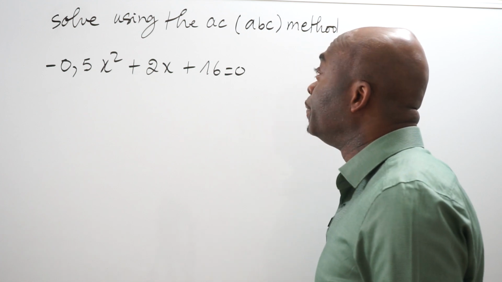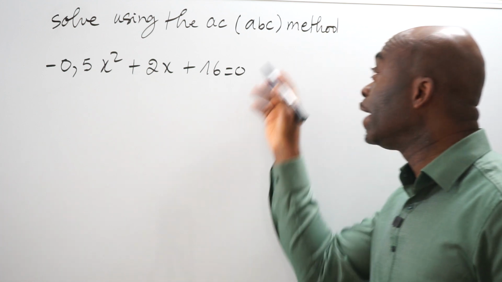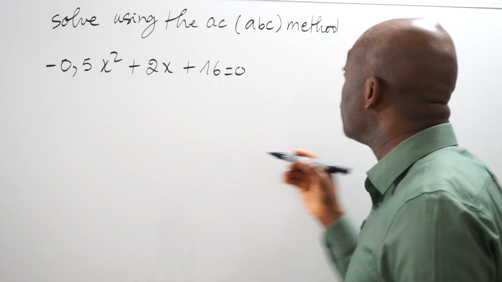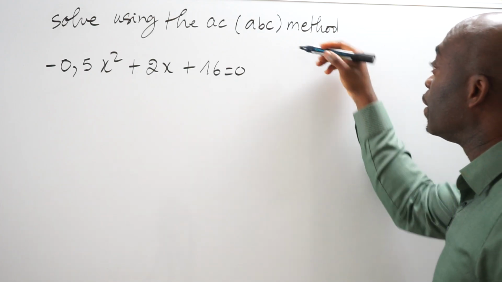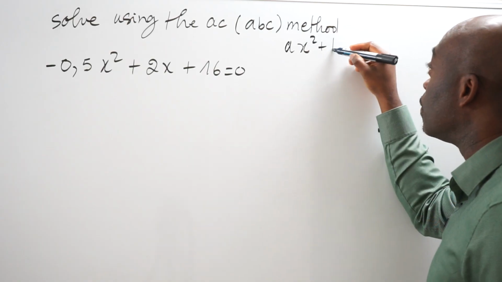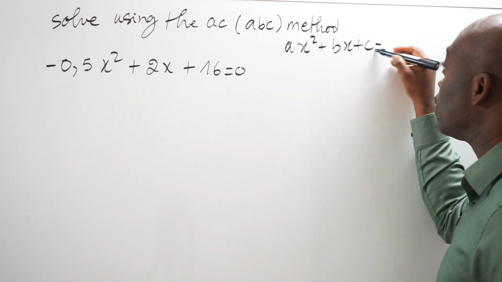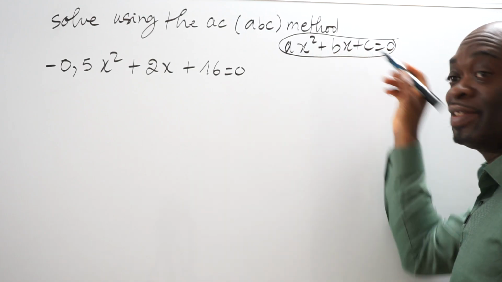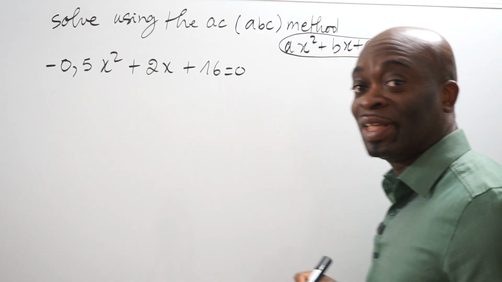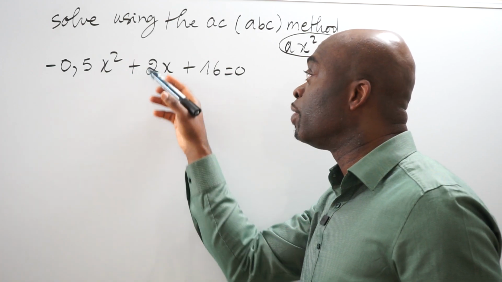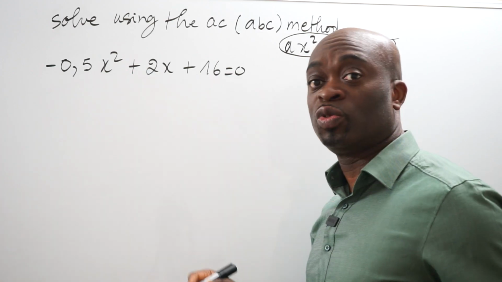Solve this problem by using the AC method or the ABC method, okay? The ABC method is just when we're talking about having ax squared plus bx plus c equals 0, okay? So we have A, B, and C. That's the reason why we call it like that. Now if we take this problem, negative 0.5x to the second power plus 2x plus 16 equals 0.